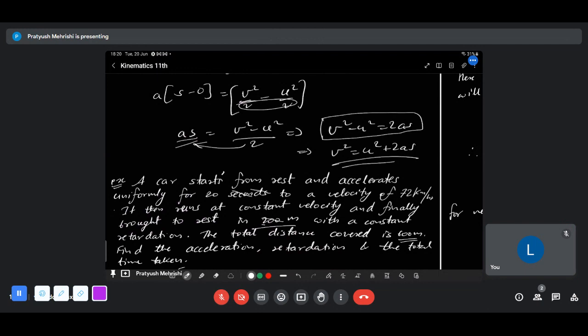Fine. So see this example. A car starts from rest and accelerates uniformly for 20 seconds to a velocity of 72 km per hour. It then runs at constant velocity and finally is brought to rest in 200 meters with a constant retardation. The total distance covered is 600 meters. Find the acceleration, retardation, and the total time taken. Yes, solve it now.